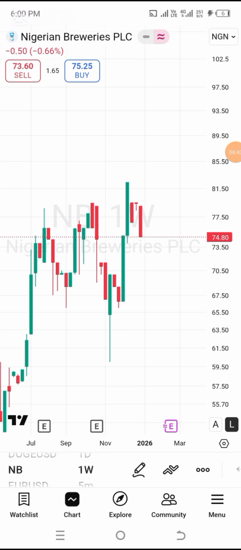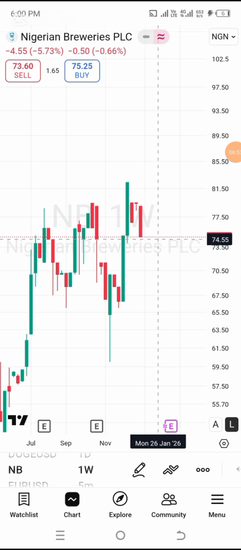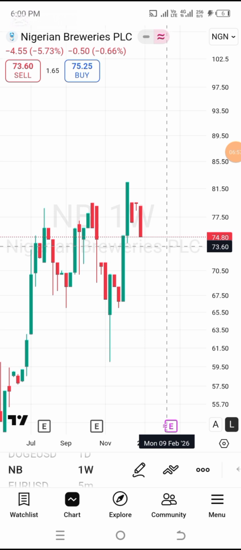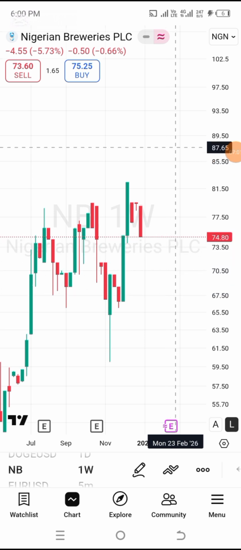Remember, each of these candles represents 1 week, so you can see that the market actually started selling from last week. It sold from 78 naira 95 kobo to 74 naira 80 kobo. So last week the market dropped, right? So this week the market will possibly drop or start buying.